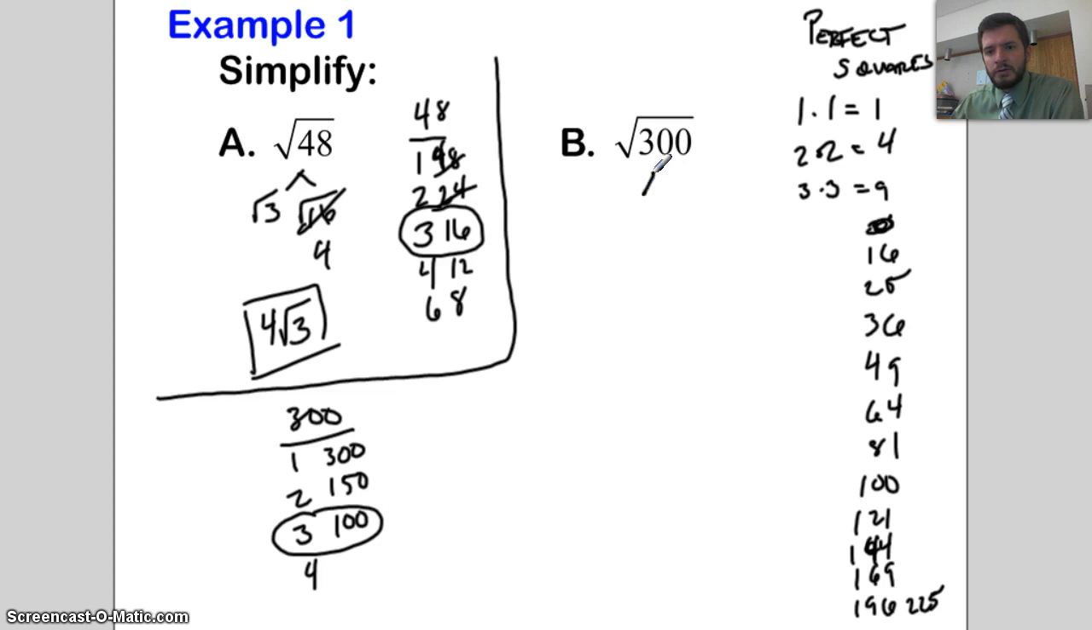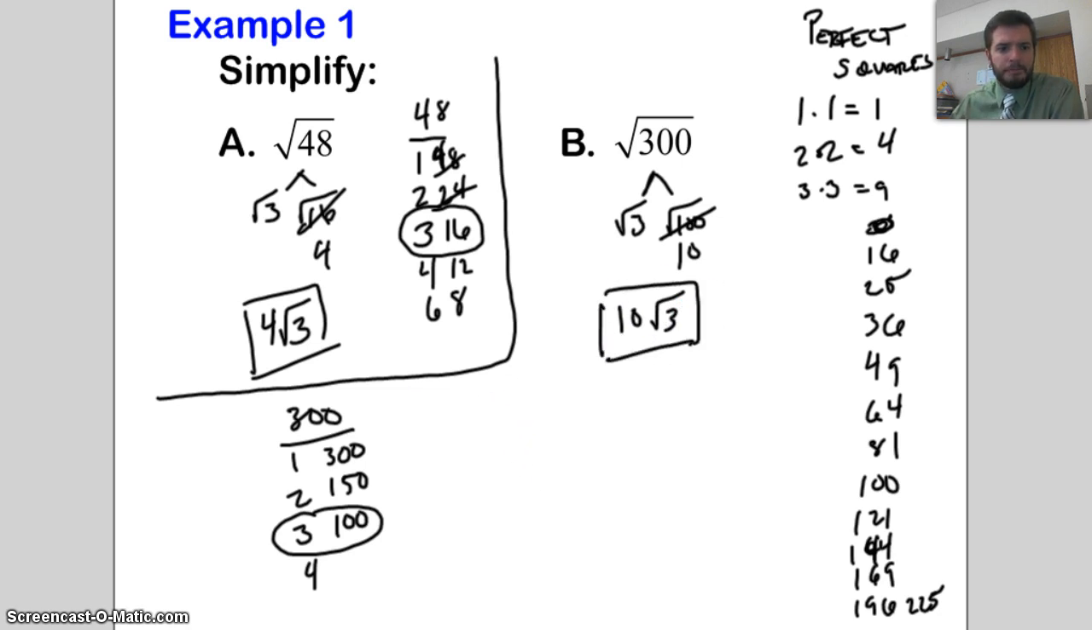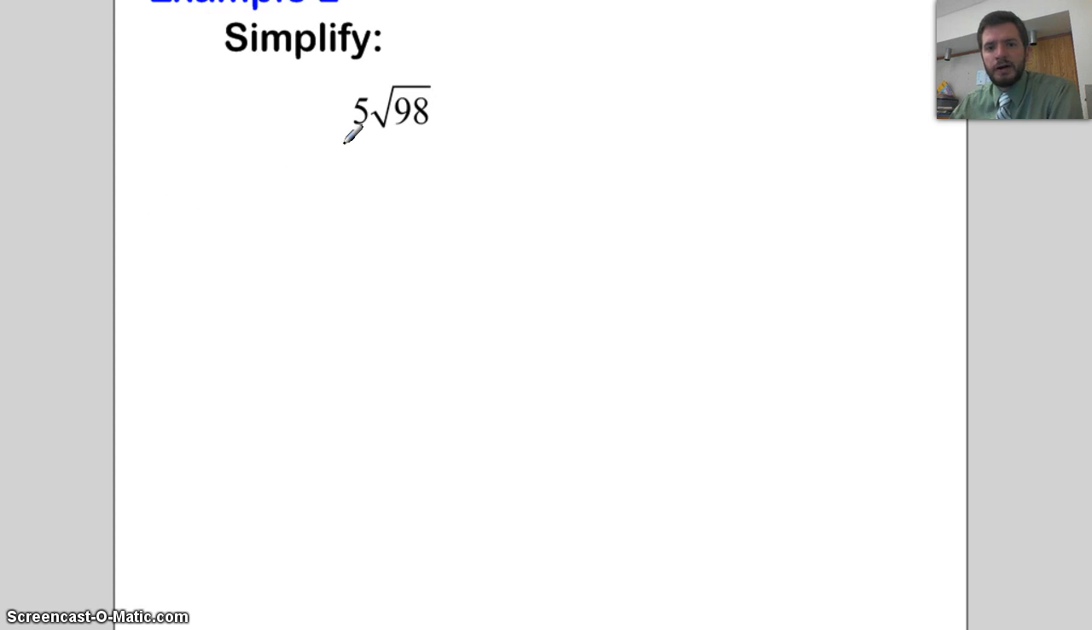So let's break it down into the square root of 3 and the square root of 100. Square root of 100 is 10, so we can rewrite this as 10 times the square root of 3. Let's keep going. Next one, we've got 5 times the square root of 98. So let's go ahead and do the factors of 98. Now you see this 5 outside. Whatever we get, we're going to have to deal with that.